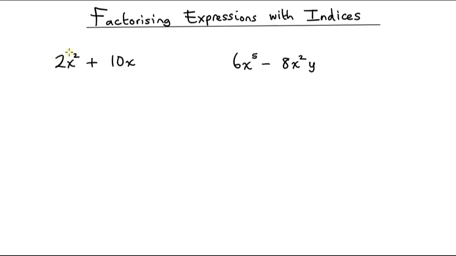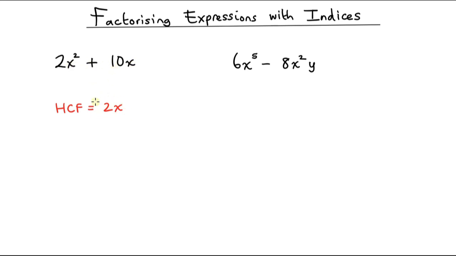So the first one, we're going to factorise 2x squared plus 10x. Now the first thing I like to do is to find the highest common factor. So what is the highest common factor of these two terms? I always like to separate the numbers from the letters. So first of all, let's think about the highest common factor of 2 and 10. Well, that's just going to be 2. And now what's the highest common factor of x squared and x? Well, that's just going to be x. We can divide both of these terms by x.